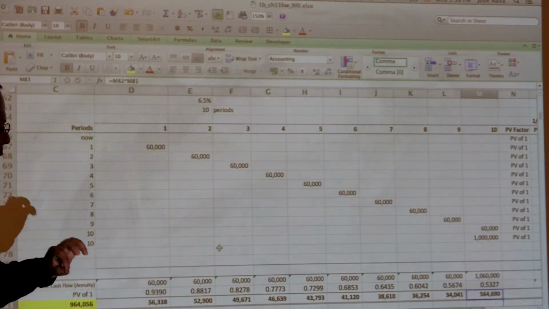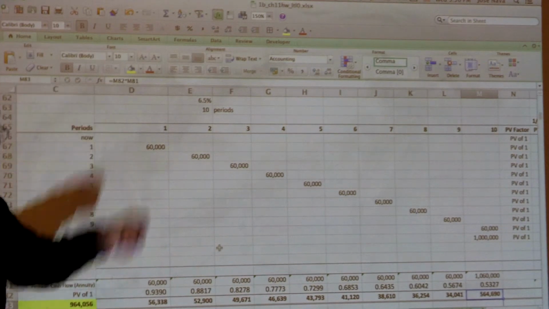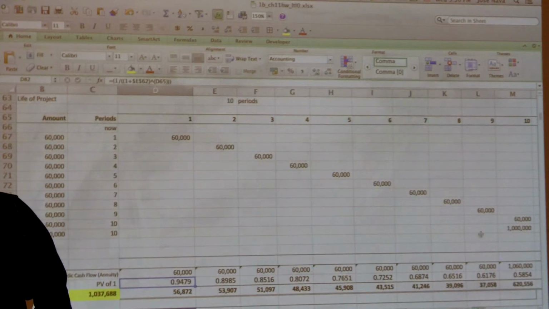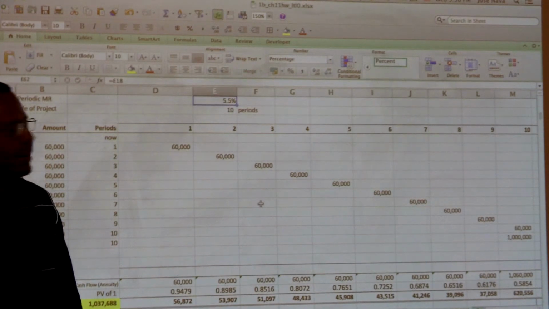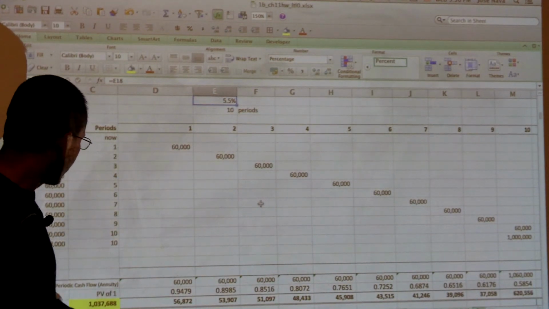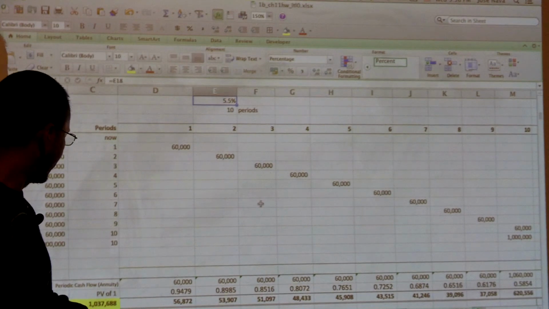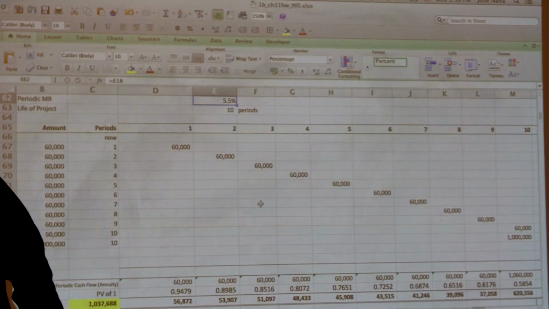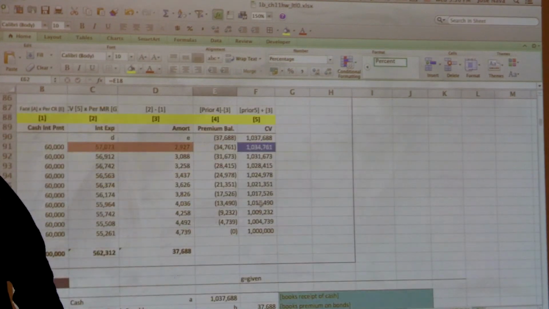Now, for the premium situation, it will be the very same approach, except that instead of using 6.5%, you will be using 5.5%. It will require the same process, and then you end up with the exact present value of those bonds. And let's see. I guess I'll stop at this point.